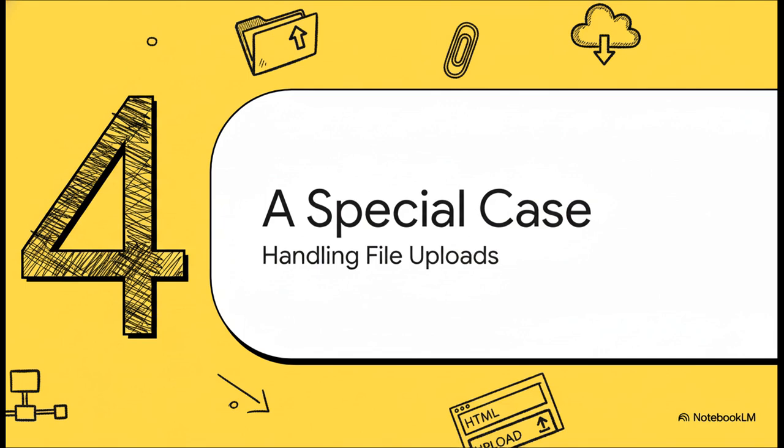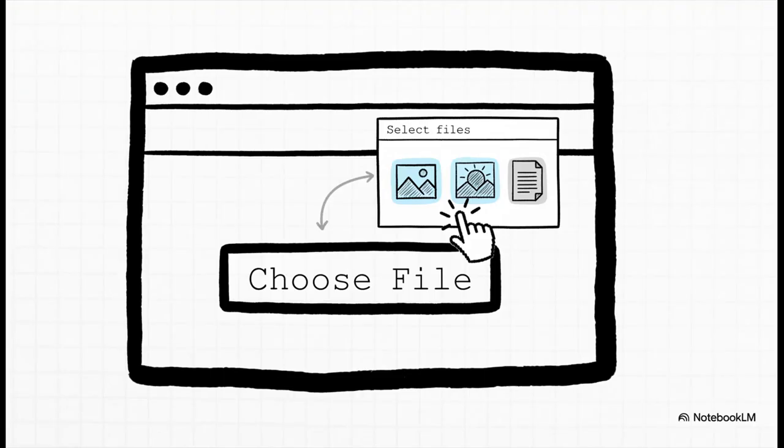All right, let's switch gears a bit and tackle a special case that requires a few extra steps, handling file uploads. So, to let a user upload a file, you just need an input with its type set to file. The browser sees that and automatically gives you a Choose File button. Pretty neat. We can also add this accept attribute, which is a nice little hint to the browser to filter the file selection window to only show specific types, like JPEGs or PNGs in this case. It just makes it a little easier for the user to find what they're looking for.